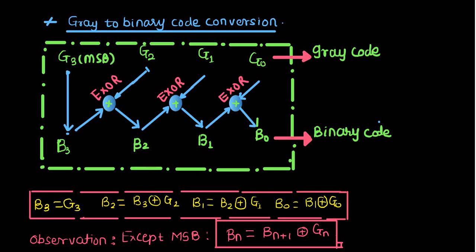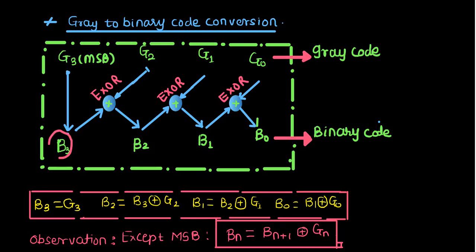Now, beginning with this B3, that is the MSB bit of your binary code, start XORing it with the next bit. Now here we will XOR this B3. This B3 is XORed with G2 and the result is B2. Now again this B2 will be XORed with G1, that is the gray code, and we will get B1. Now B1 is XORed with G0 to get B0, which will be the LSB bit of the binary code.